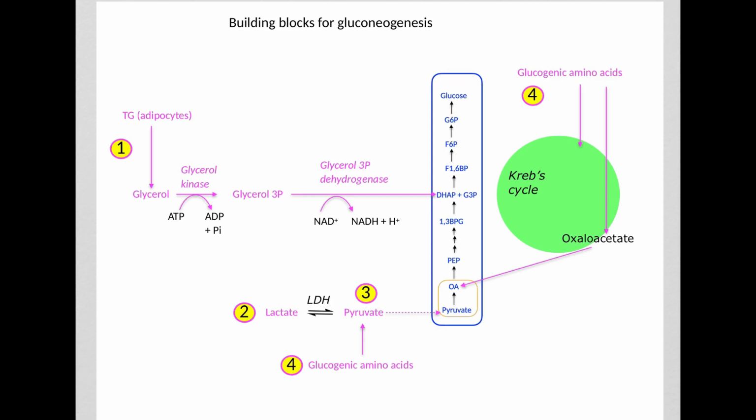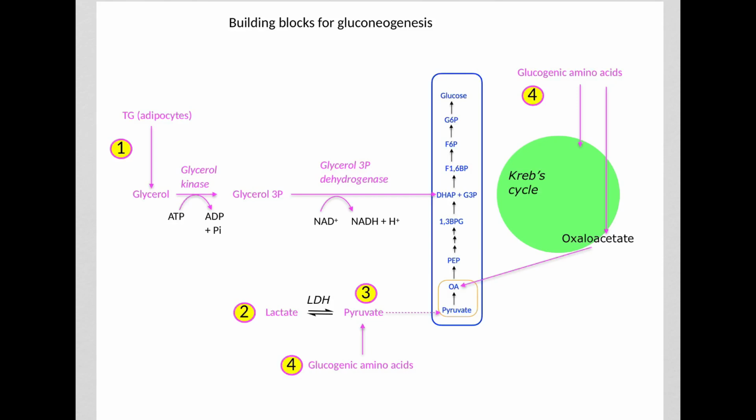Another building block for glucose synthesis is lactate, which comes from red blood cells as well as several other cell types in the body. Lactate can be converted by lactate dehydrogenase into pyruvate, and this pyruvate can then be sent into the mitochondria, and the pyruvate can be converted into glucose by gluconeogenesis.